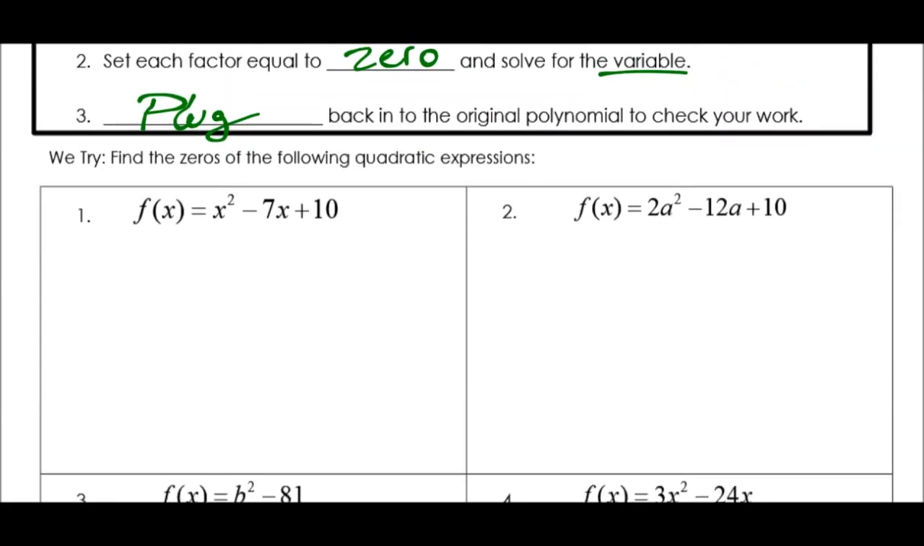So my first step is just to factor this. f of x equals, since my a is 1, I'm really just looking for something that's going to multiply to be a positive 10 and add up to be a negative 7. That's going to be a negative 5 and a negative 2.